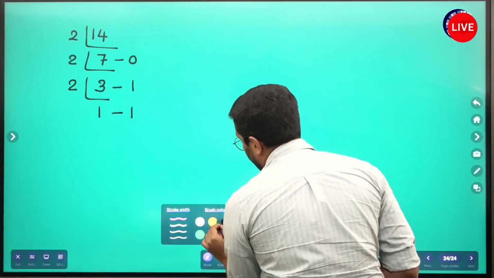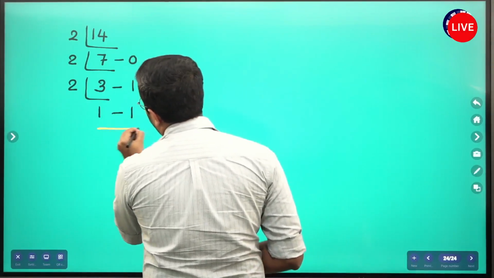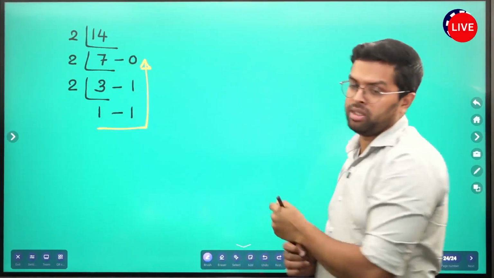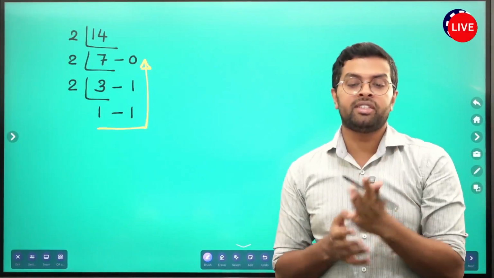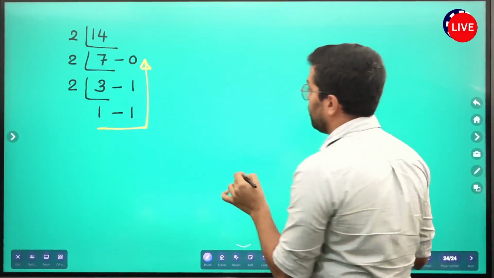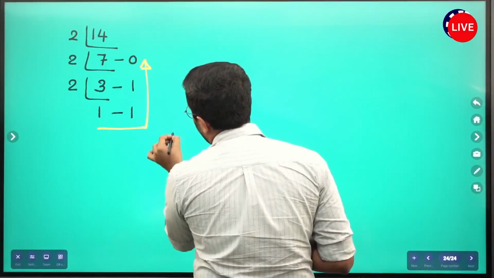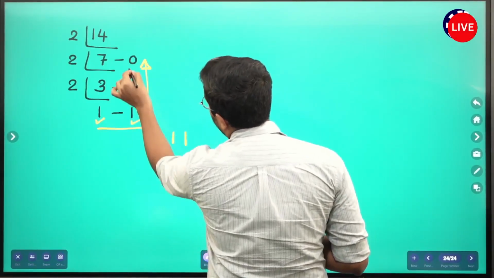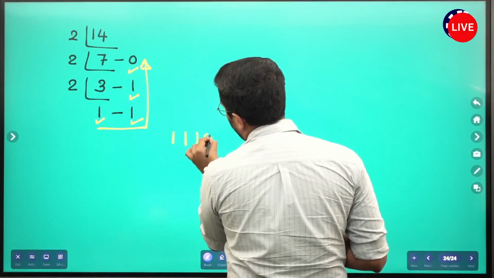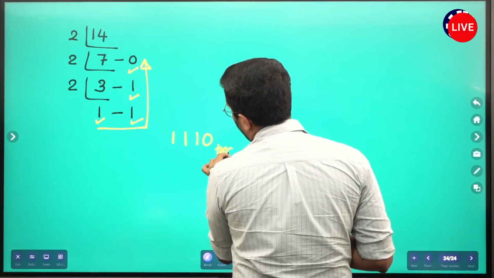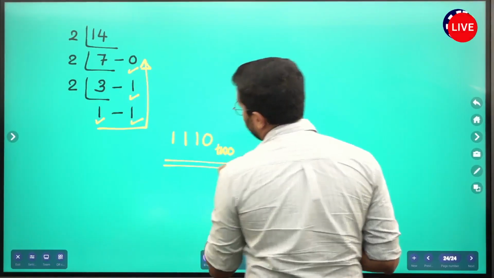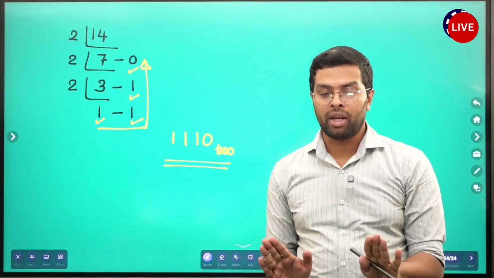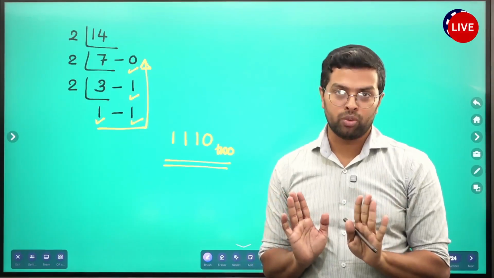Now, when we write this as a binary number, you have to write the digits in this particular direction. So 14, if you want to write it as a binary number, 1, 1, 1, 0. This is the order to write digits, and we need to mention the base as well. So the answer is 1, 1, 1, 0 to base 2.